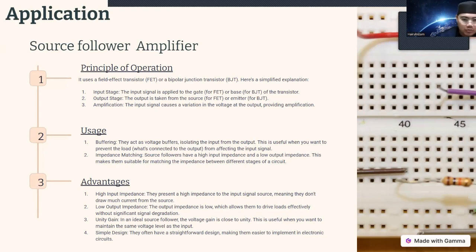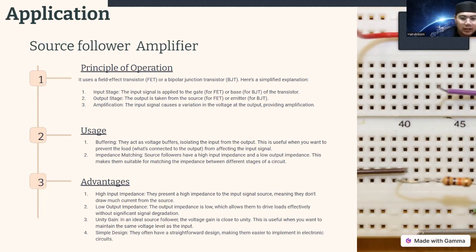So next is the usage of the source follower amplifier. There are two. The first one is buffering, where it acts as a voltage buffer, isolating the input from the output. The second one is impedance matching. This occurs because the source follower has a high input impedance and low output impedance.